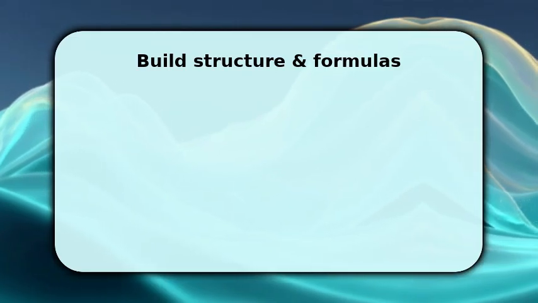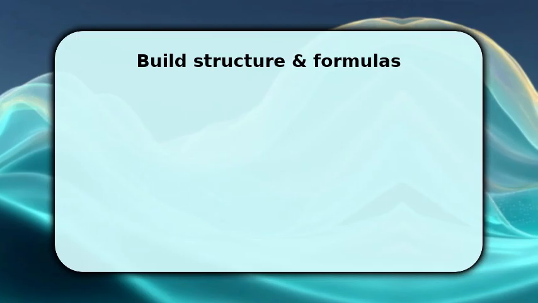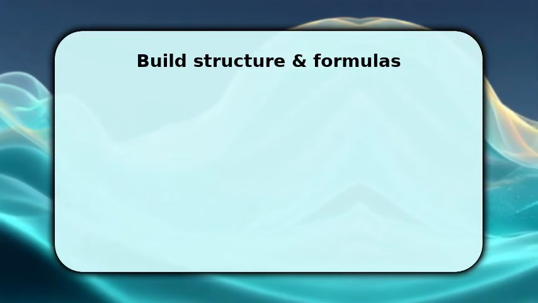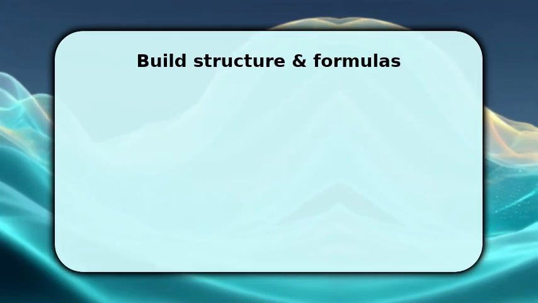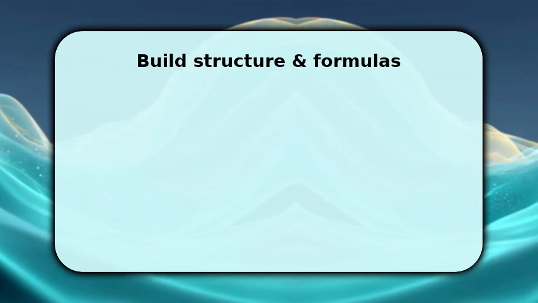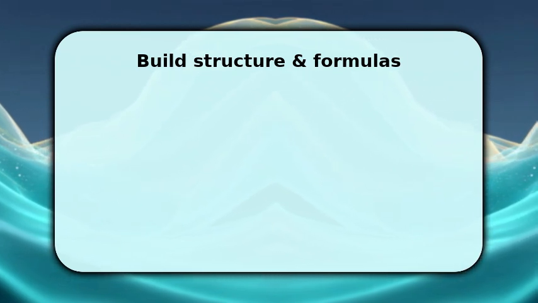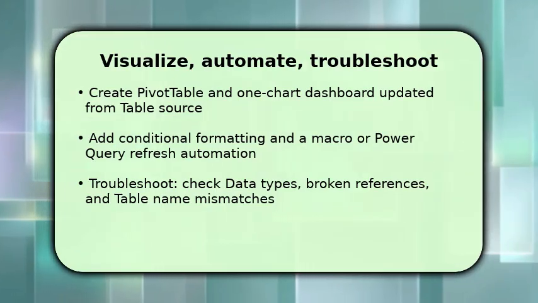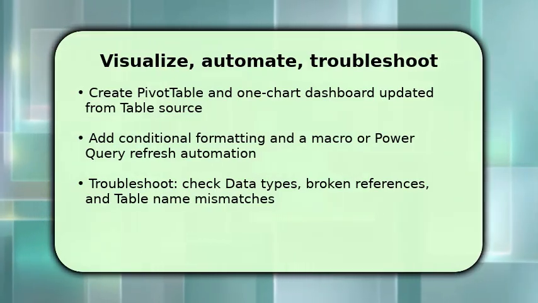Use data validation lists for owner and status to keep entries consistent, and create named ranges for key metrics so formulas stay readable. Once done, lock calculated cells and freeze the header row so navigation is frictionless during review. Finally, build a pivot table and a compact chart dashboard that points to the table so visuals update automatically.